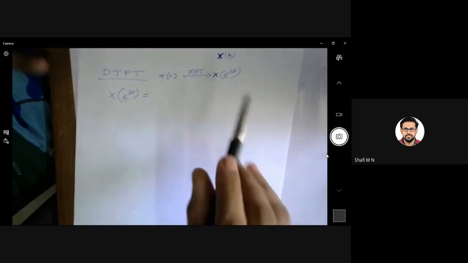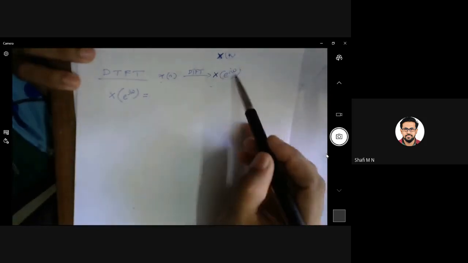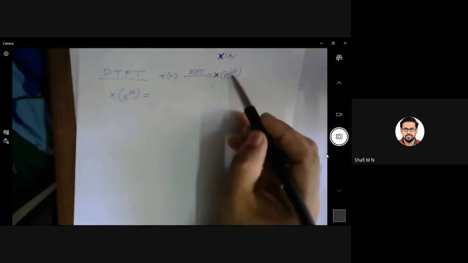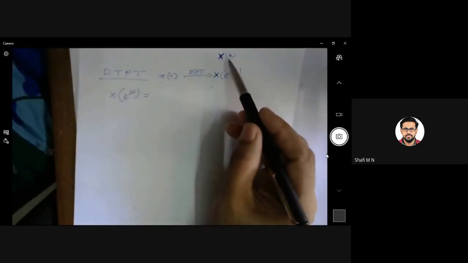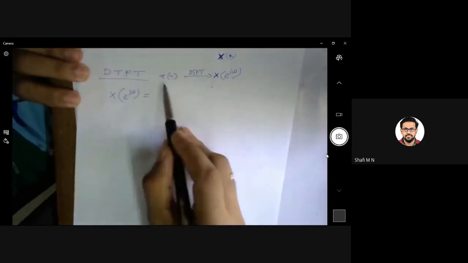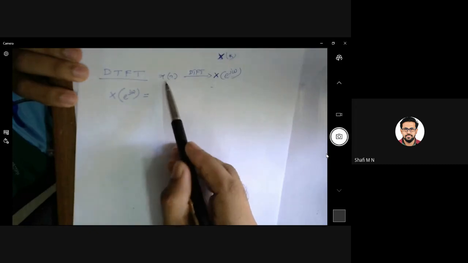That's a fact. Now you see the format. Now can you distinguish between these two? X of e power j omega and x of k. Just look at this. What's the nature of the signal? Continuous or discrete? What about the signal? Discrete.